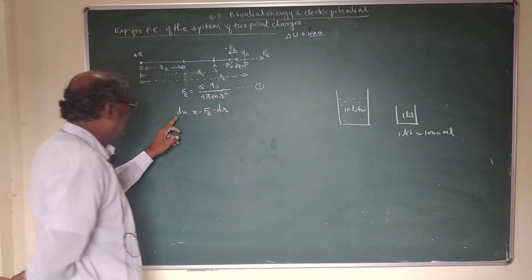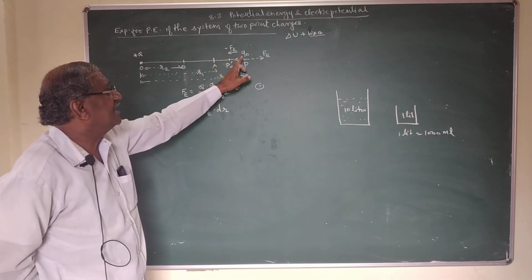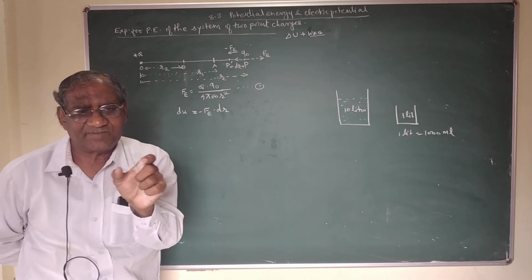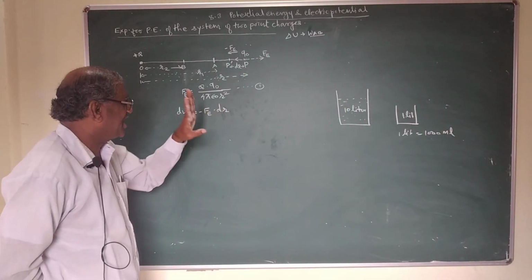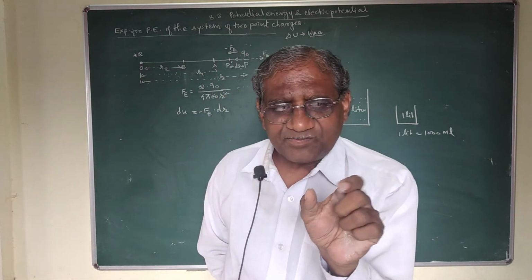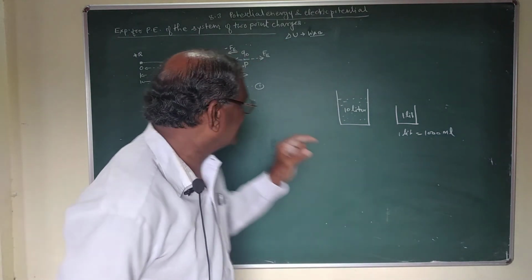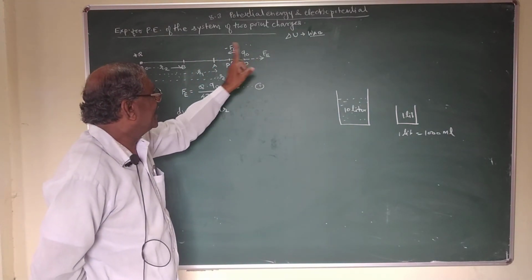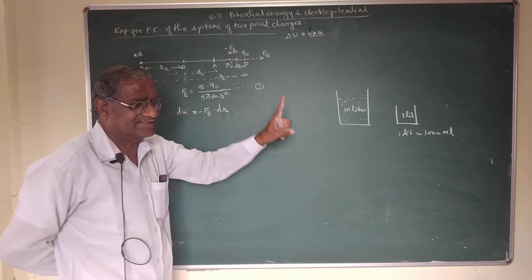This work is a measure of the increase in potential energy of the system for the displacement dr, and is given by dU equals minus F into dr. Here this is the small one. That is, for the small displacement dr, we have to perform this much work against the force of repulsion, when the Q0 charge moves from P to P dash through this small distance dr.